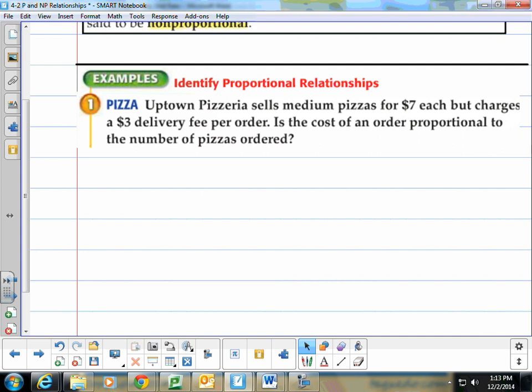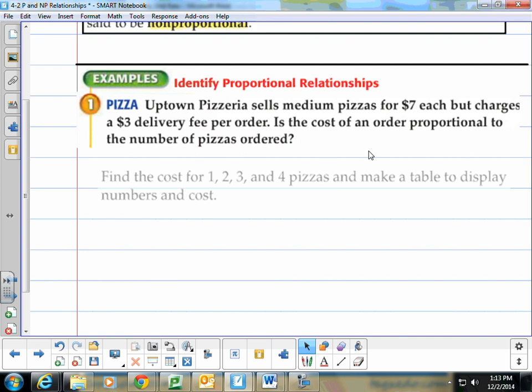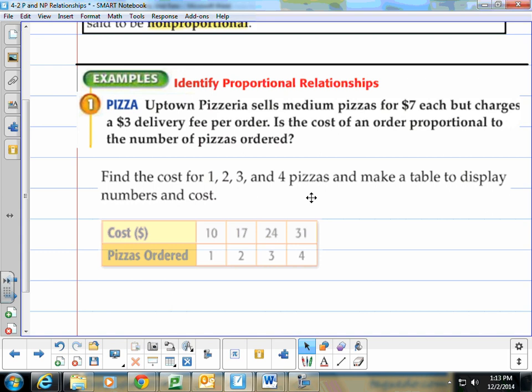Throughout these, we're going to show you the process of solving, and it takes a little bit of work. You want to write some things down and show things over time. The first step would be to find the cost for 1, 2, 3, and 4 pizzas and make a table to display the number of pizzas compared to the cost. You can do 1, 2, 3, 4, and you want to do numbers in order just so it's easier to tell the difference. So you can make a table like this where you're comparing cost to the pizzas ordered.